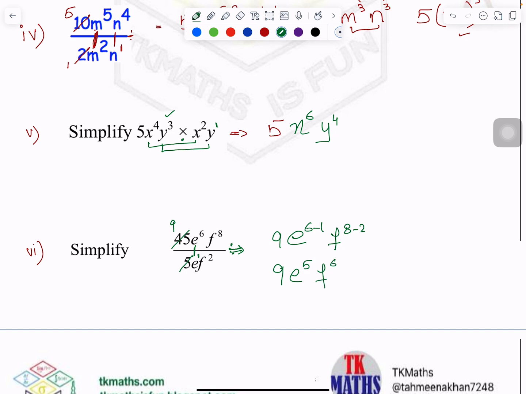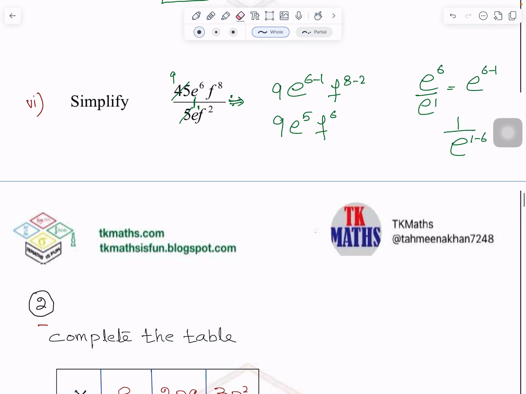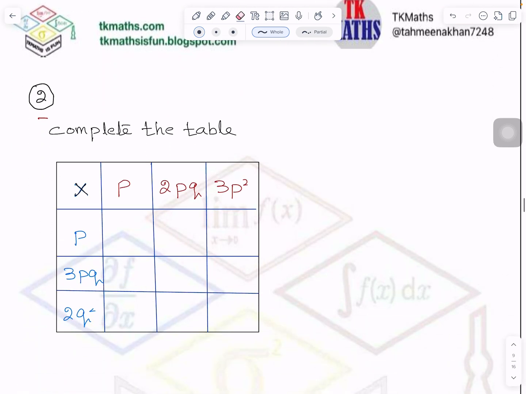And I told you last time in the video, when it is e power 6 and e power 1, it is e power 6 minus 1. If somebody wants to do 1 minus 6, then it will become like this. But that I will explain later. It is for class 9, not for class 7 and 8. Okay. Now you can try this quickly.